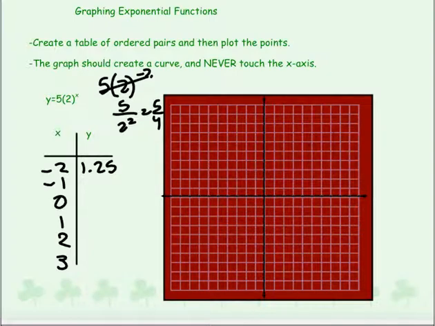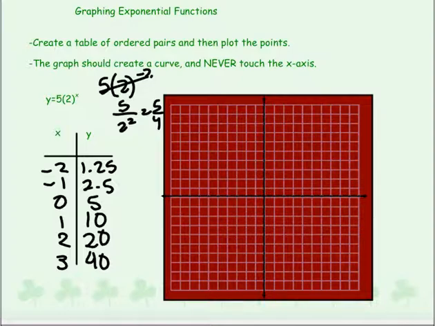Plug in -1, it's going to be similar. We're going to have 5 over 2 though, so we get 2.5. To the 0 power, we're going to get just 5. To the first power, we're going to have 5 times 2, which is 10. And to the second power, we're going to have 5 times 4, which is 20. If you wanted to continue, we would have 5 times 8, which is 40, but we're going to run out of space with that. And then we plot them.